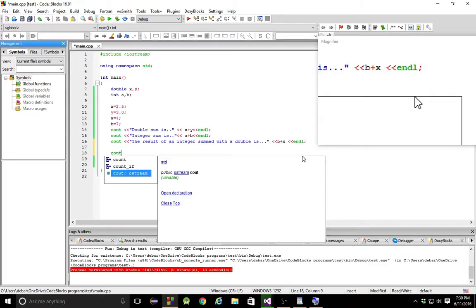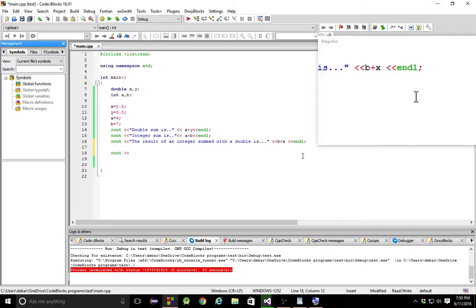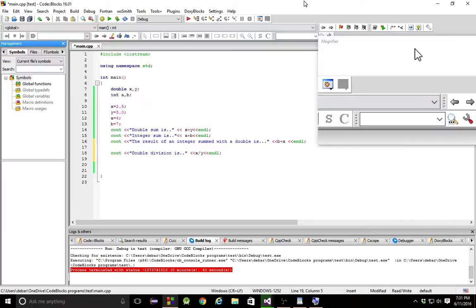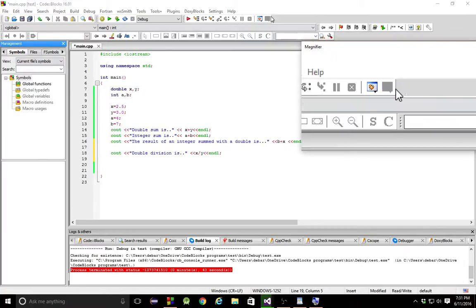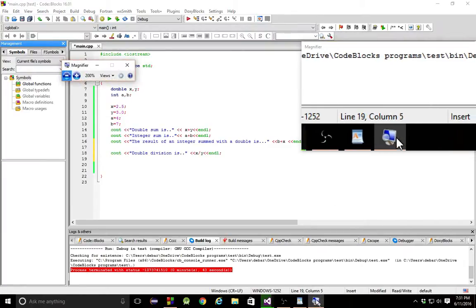Then we're going to do double division is, and we're going to do x over y, 2.5 over 3.0. We're going to put endl. And if I can just change the magnifier settings for a second.